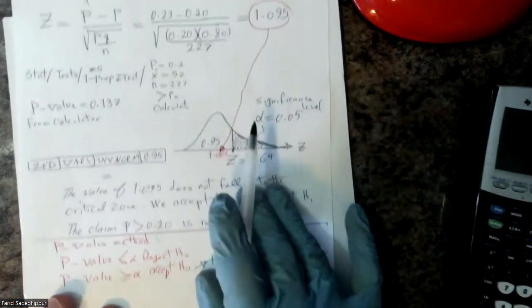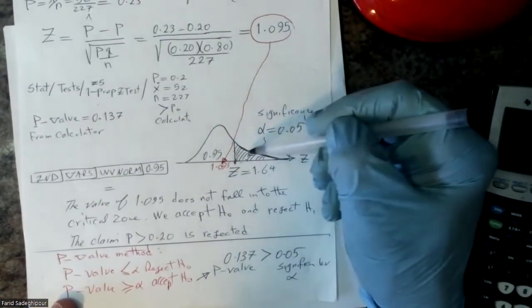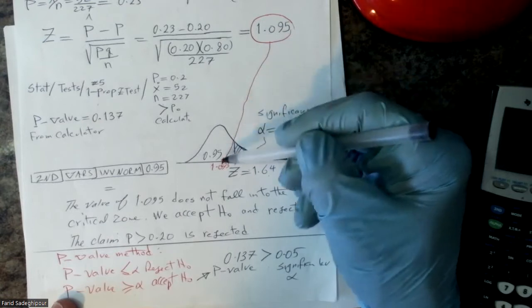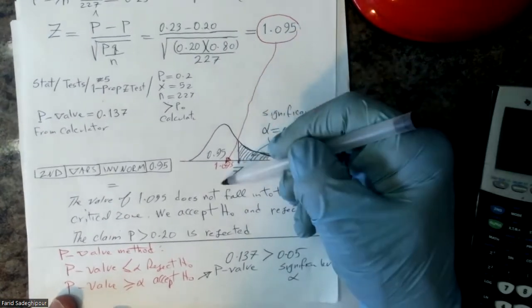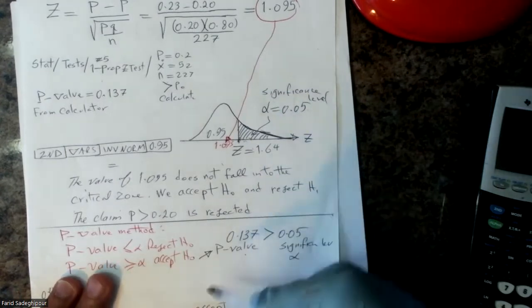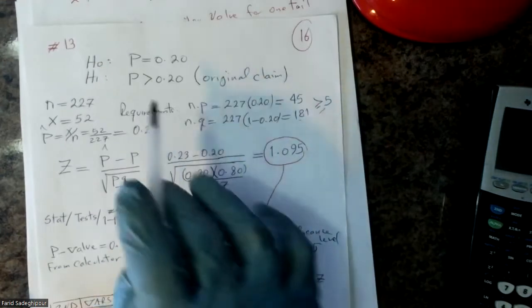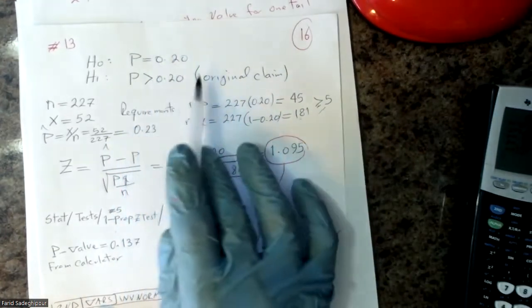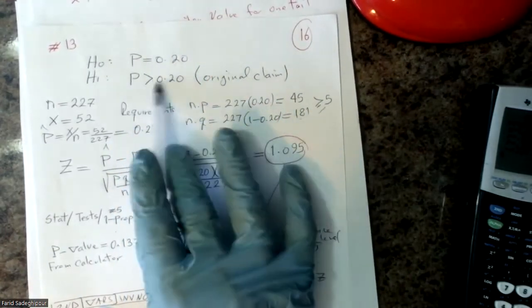You also see that your Z does not fall into the critical area. So based on comparing the Z, we know that we accept H0. Based on the p-value, we also know that we should accept H0. So these two should match. So in both cases, we accept H0. That means we reject the claim.